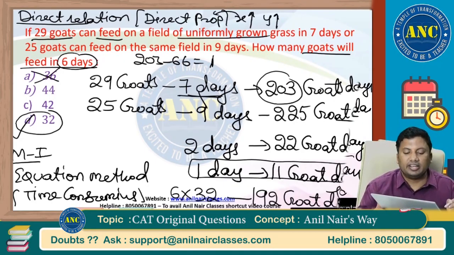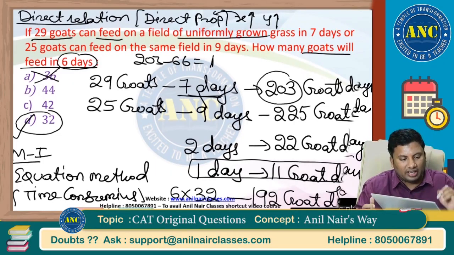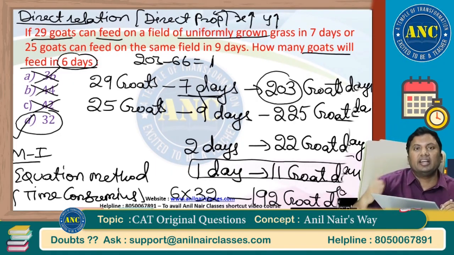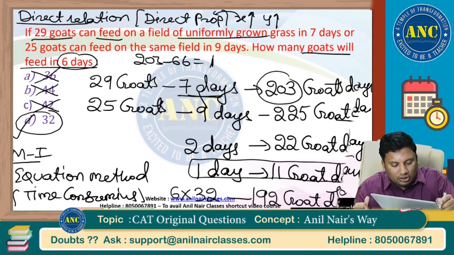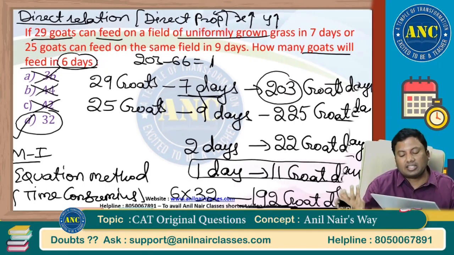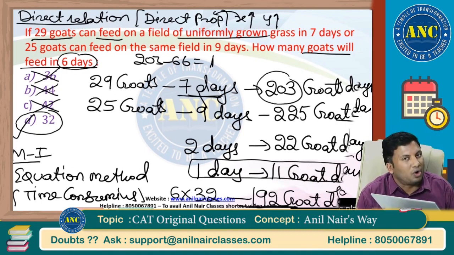6 days, 6 into 36 is 216. 7 days itself is 203. These first 3 are eliminated because they exceed the 7 days of work done. 6 into 32 is 192 goat days. The extra day is 11, so 192 plus 11 is nothing but 203. I hope it is clear.